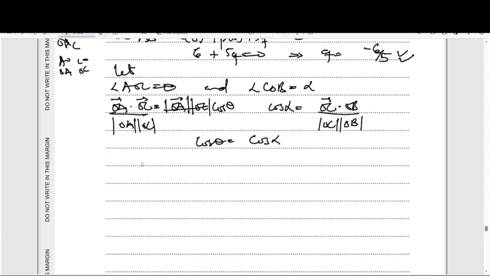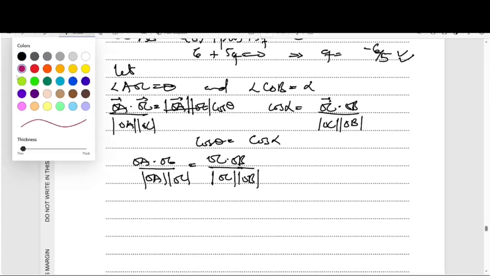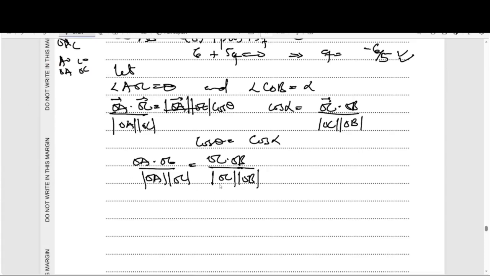So I go OA dot OC divided by magnitude of OA, magnitude of OC should be equal to OC dot OB divided by magnitude of OC times magnitude of OB. And from here, you can do a simple cancellation because there was an OC at the bottom of both expressions, right? You can multiply through by OC so that OC and OC will be cancelled out.